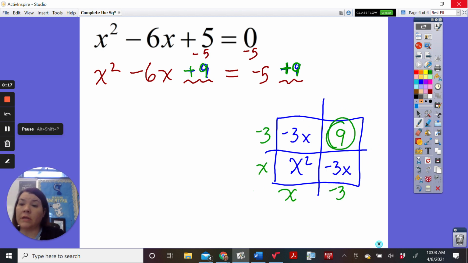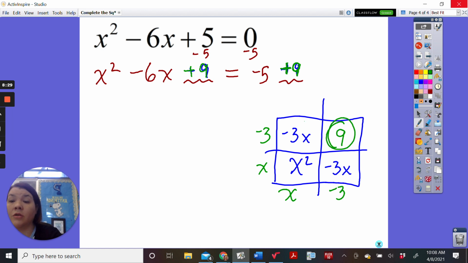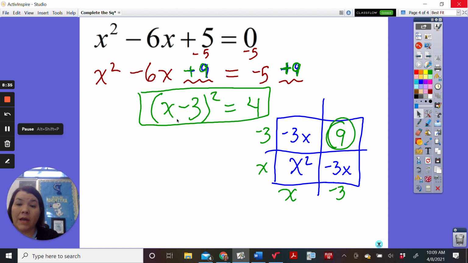So if you decided that squiggle was 9, awesome. And so what I did here is I've added 9 to both sides. I've also come over here: x minus 3, x minus 3, x minus 3. We've got our 9 there. And so my final answer is, go ahead and pick from the list your final answer. Okay, so if you chose x minus 3 quantity squared equals 4 from the list, excellent work. And this is all we're doing.